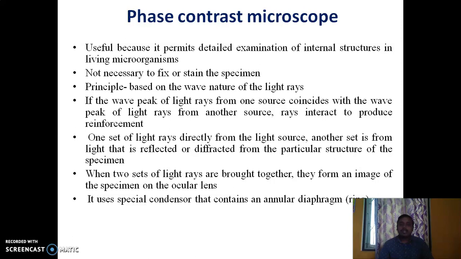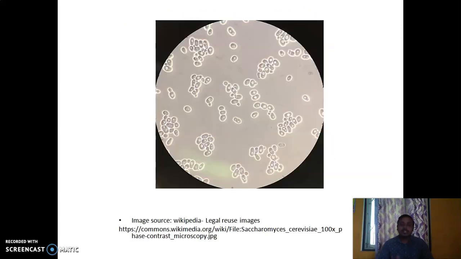If the wave peak of light rays from one source coincides with the wave peak of light rays from another source, then the rays interact to produce a reinforcement. One set of light rays is usually directed from the light source, and another set is from the light that is reflected or diffracted from the particular structure of the specimen. When these two sets of light rays are brought together, they form an image of the specimen on the ocular lens. It usually uses a special condenser that contains an annular diaphragm, or we call it a ring. This is the diagrammatic representation, or a microscopic image, that is obtained using the phase contrast microscope.